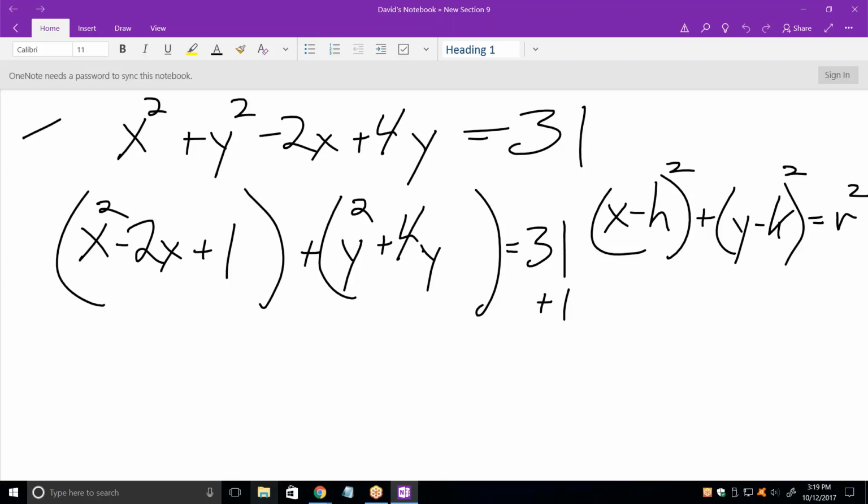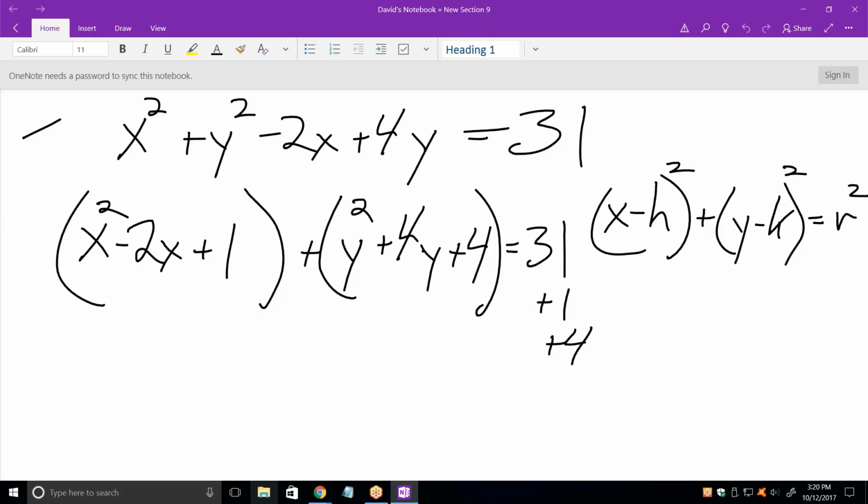Would we just plus 1 again? No, you take half the coefficient of the term that's not squared and square. So 2 squared, 4. And again, I just added 4 to the left side of the equation. I've got to add 4 to the right.